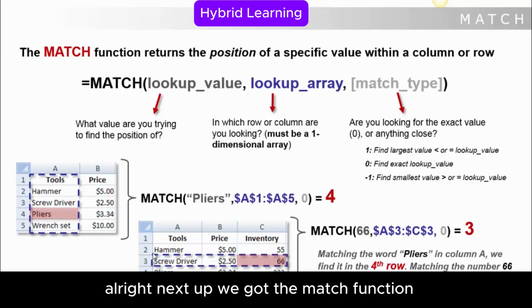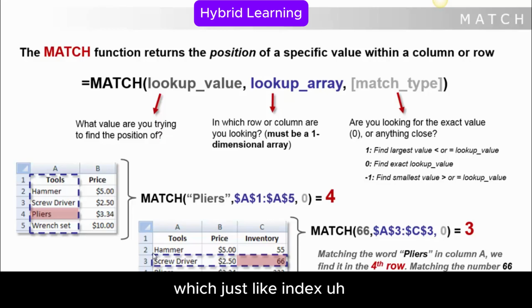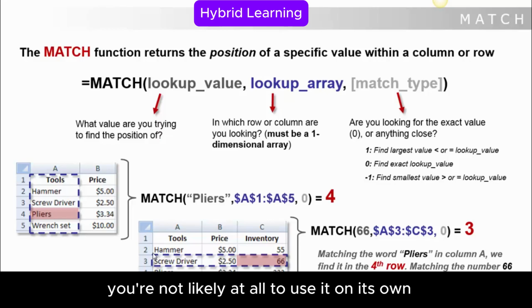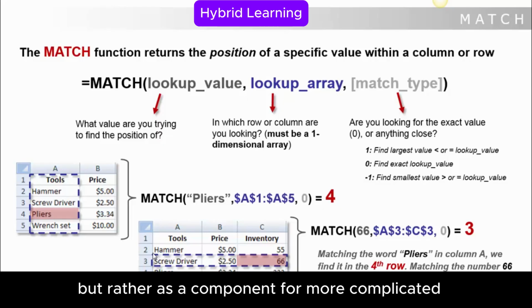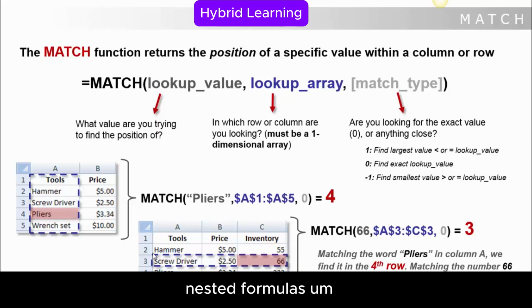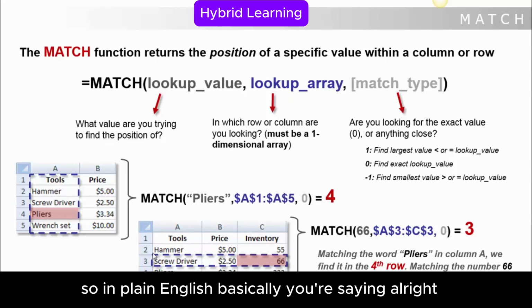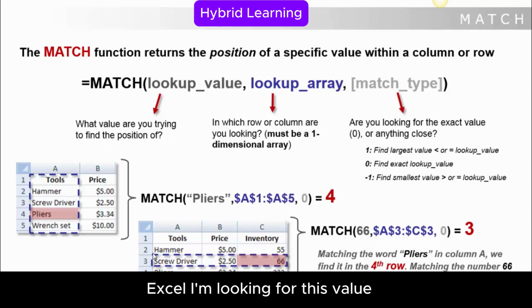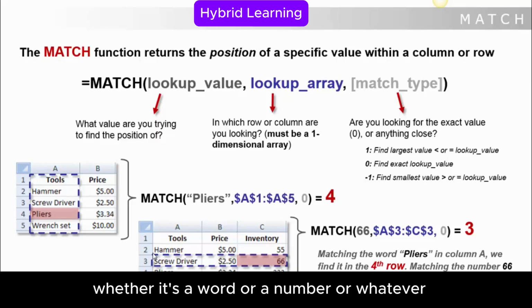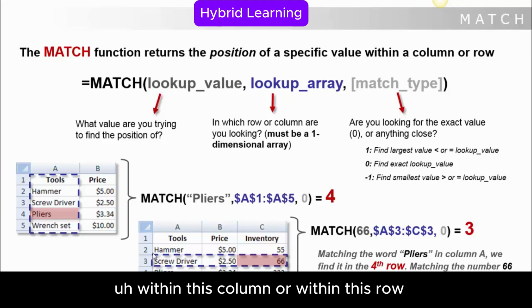All right, next up we've got the MATCH function, which just like INDEX, is very simple. You're not likely at all to use it on its own, but rather as a component for more complicated nested formulas. So the MATCH function kind of works in the opposite way of INDEX. It returns the position of a specific value within a column or row. So in plain English, basically you're saying, all right, Excel, I'm looking for this value, whether it's a word or a number or whatever, within this column or within this row, and it will return the position of that value.